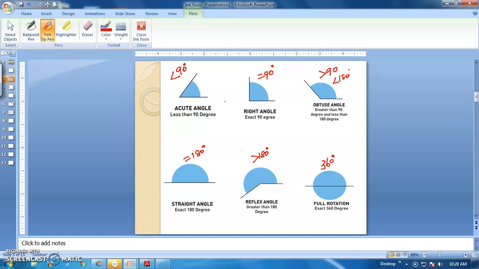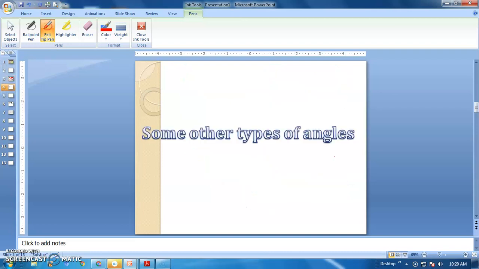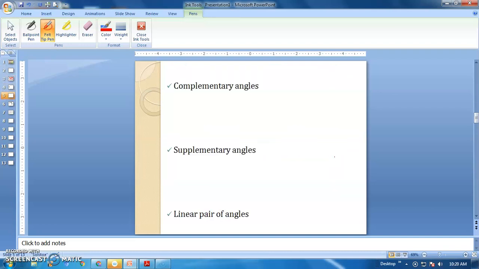Okay, and these are the basic things only. And other than these basic angles, some specific angles are also there, that is complementary angles, supplementary angles, and linear pair of angles. So complementary angles, sum of the two angles equal to 90 degree. For example, 75 degree, 15 degree. So they are complementary angles. And supplementary means sum of the angles equal to 180 degree. That is, for example, 130 and 50, so 180 degree. So sum of the two angles equal to 180 degree means they are called supplementary angles.